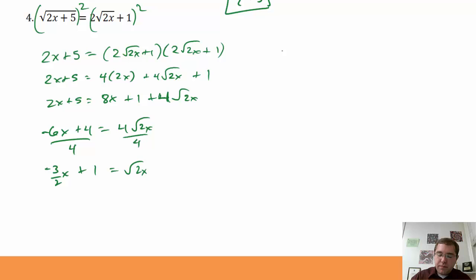Okay? I square both sides. Alright, square on the left. FOIL. I'll get 3 halves x times 3 halves x, or negative 3 halves x times negative 3 halves x, is positive 9/4 x. Minus 3 halves x plus another negative 3 halves x makes negative 2 times 3 halves x, which is negative 3x. 1 times 1 is 1.